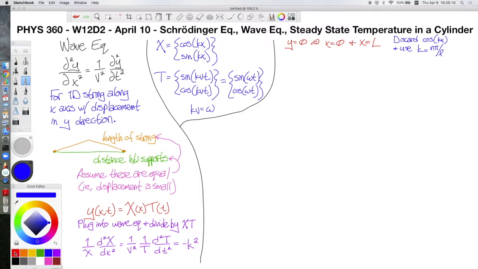Which means our general form of our solution will be the following, where we still only have our sine solution for the x part, but we have both cosine and sine available to us for the t part. And in order for us to proceed any further, we're going to need to know something about the initial conditions of the string.